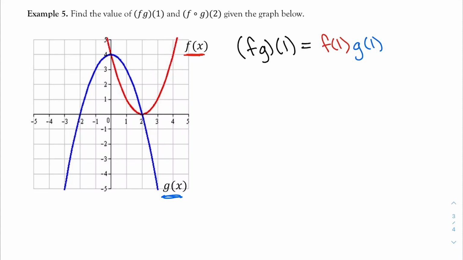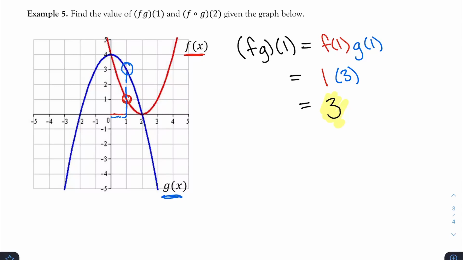If I clean this up, we know we need to figure out what f of 1 and g of 1 are. So f of 1, this means I look at my upper curve, in this case this red-ish curve, and I look at what is my y value when x is 1. Well, when x is 1, my y value is actually positive 1. So f of 1 is 1. What about g of 1? Well, I do a similar situation. I go to x is equal to 1, and I see what is g of 1. In this case, I'm going to get 3. So now I'm asking what's 1 times 3? I get 3 for my first answer.